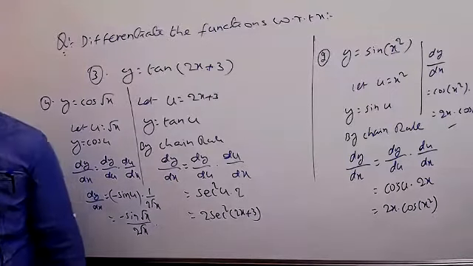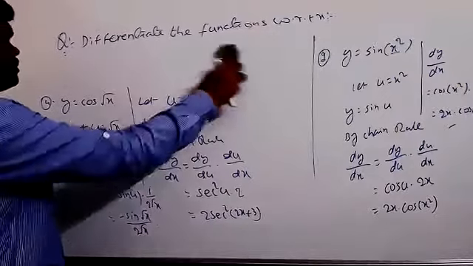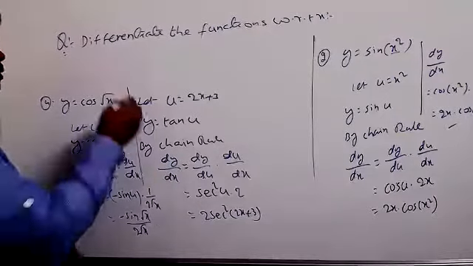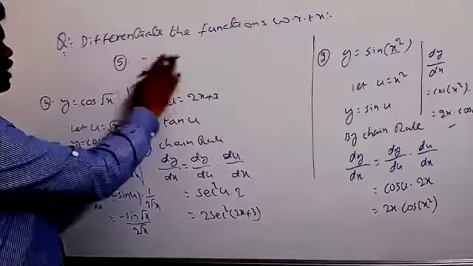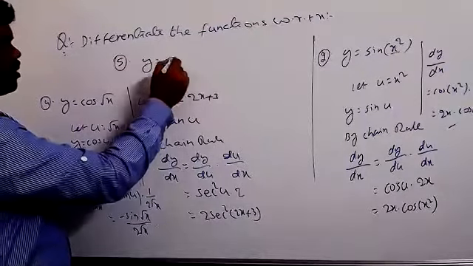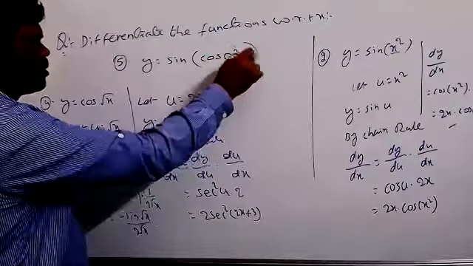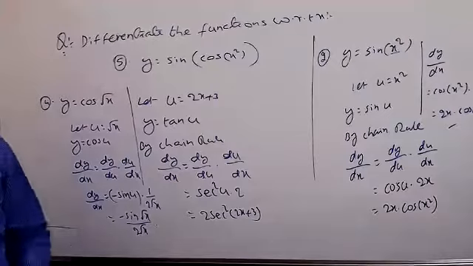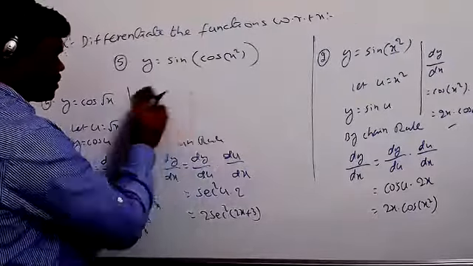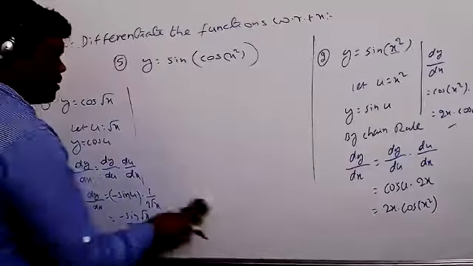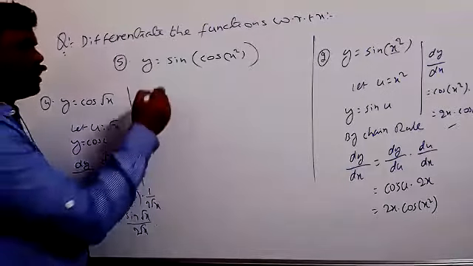Next, fifth one. y equal to sin of cos x square, sin of cos of x square. Yes, you can do it the same way. Here also you can take now.